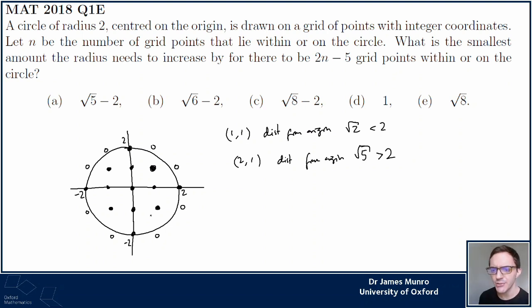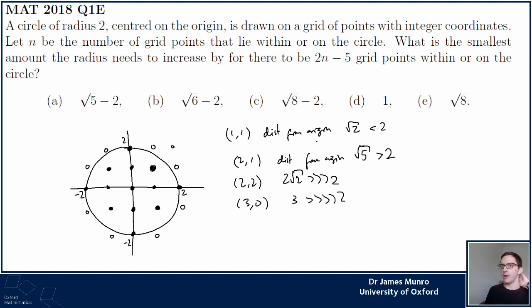Okay, other points I need to think about? Well, not really, no. I mean, I could start thinking about further away points, but I'm not really sure I want to. So we could look at 3, 0, that's definitely not in the circle. We could look at 2, 2, it's just ridiculous, it's definitely not in the circle. 2, 2 is a distance 2 root 2, which is much, much, much bigger than 2. And 3, 0 is at a distance 3, which is incredibly large.